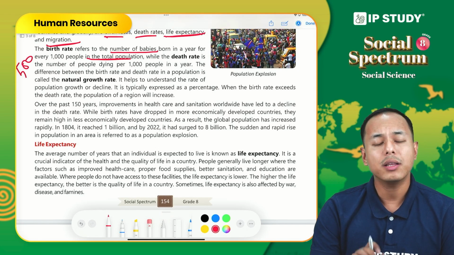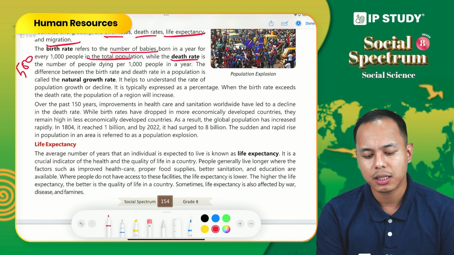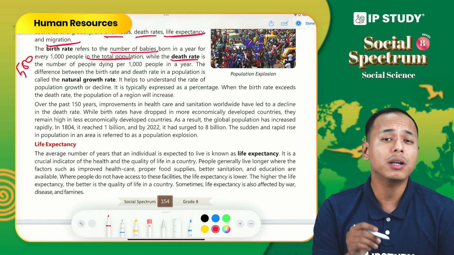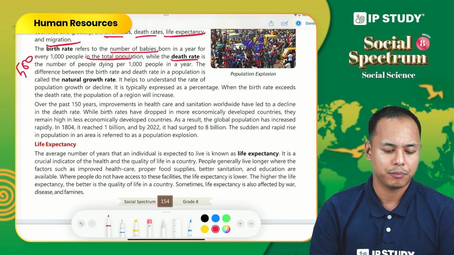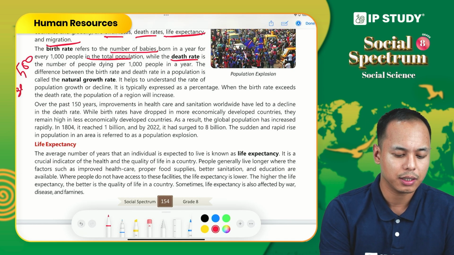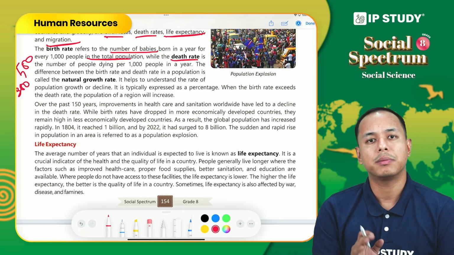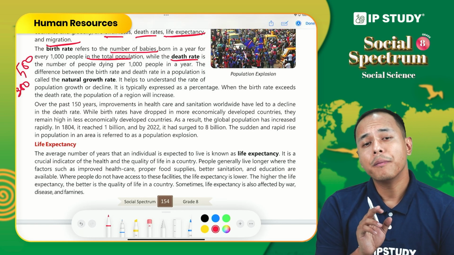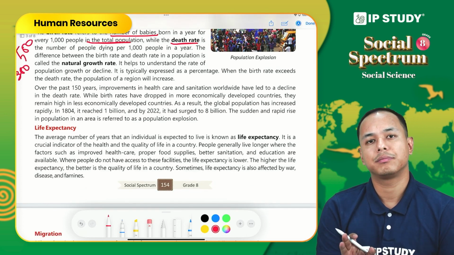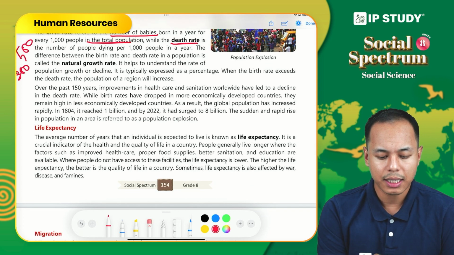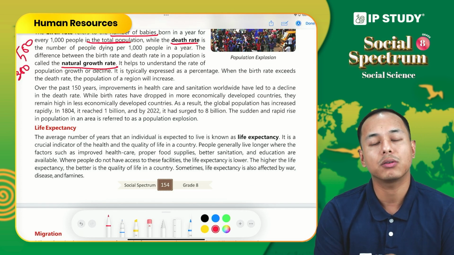On the other hand, we have death rates. What is death rate? Number of people dying per 1,000 people. Suppose the death rate is 300. So 300 people died per 1,000 people in a particular year. The difference between the death rate and birth rate is called the natural growth rate.